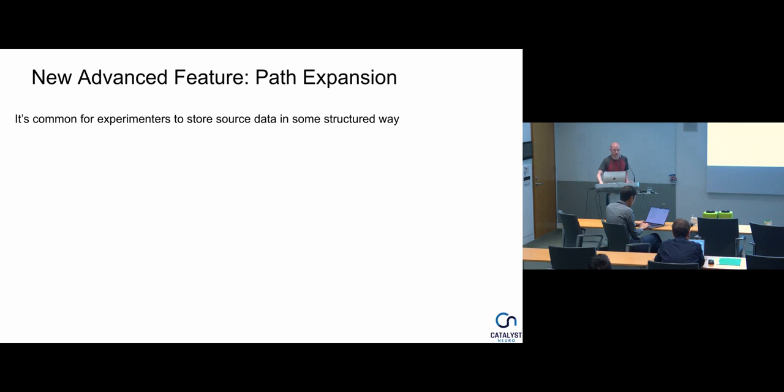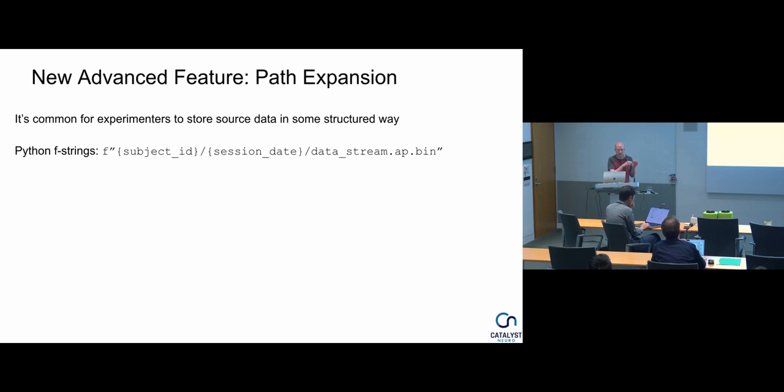Another really cool new feature. It's very common for experimenters to store all of their source data for an entire data set or an entire set of experiments in some kind of structured naming way, right? If you're familiar with Python f-strings, they're one of my favorite things about the language. You can make any string in a Python environment using variables that exist in that environment.